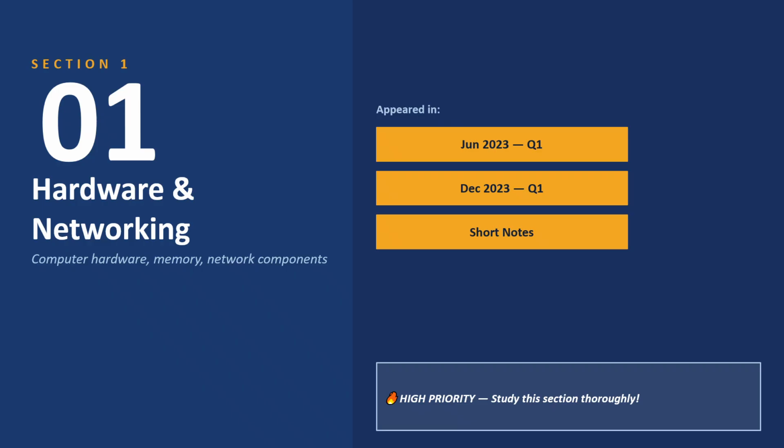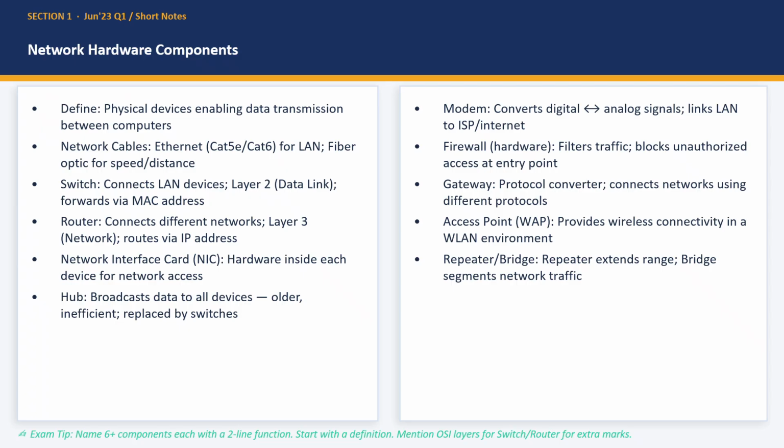Section 1, Hardware and Networking. When a question asks you to explain network hardware components or main memory types, your answer must always begin with a definition followed by components in bullet points. For example, for network hardware components, write 1. Definition. Network hardware refers to the physical devices that enable communication between computers. 2. List 8 components, each with a 2 line function.